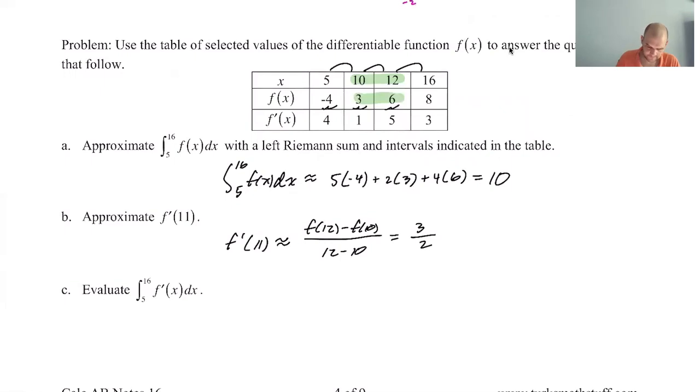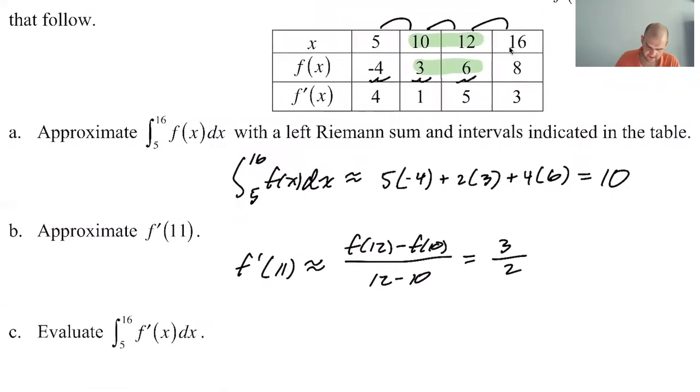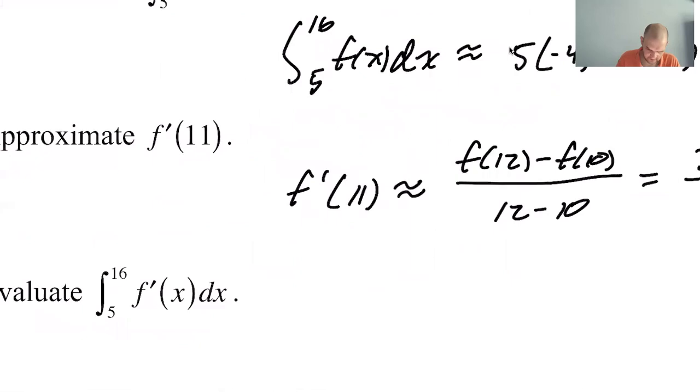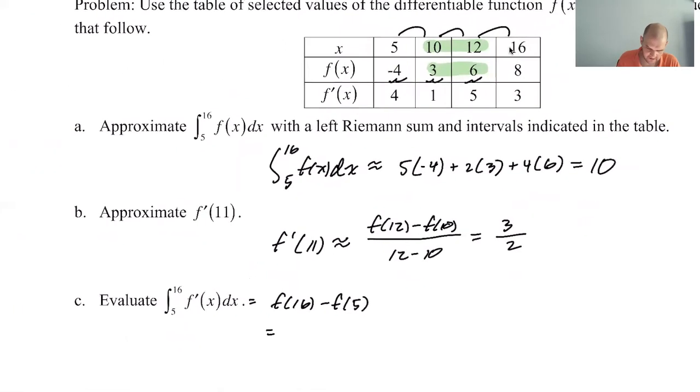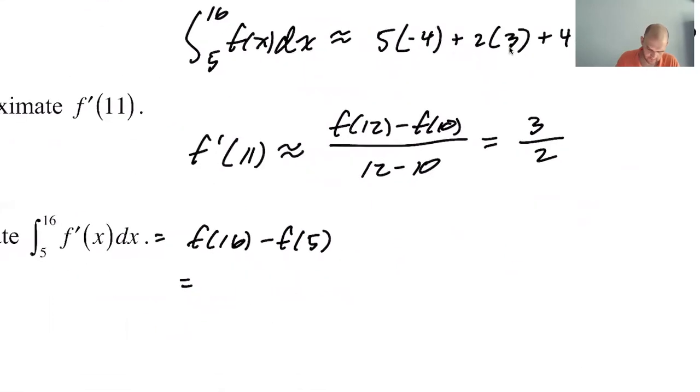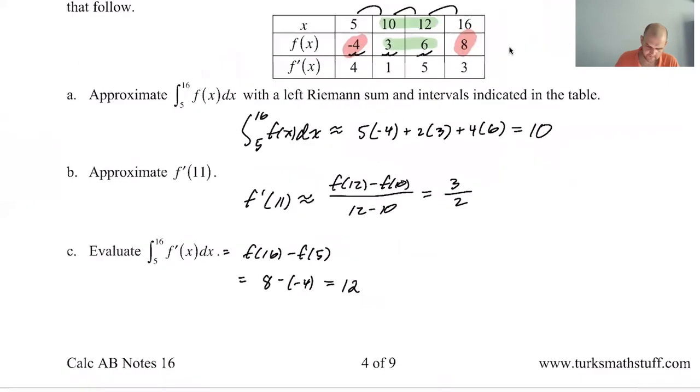That's it. And then this is the fundamental theorem, right? So this will be f of 16 minus f of 5. And we go to the table. We didn't use any of the primes the entire way through. Weird. So I need f of 16 and then f of 5. So it's 8 minus -4. 8 minus -4. 12. All right.